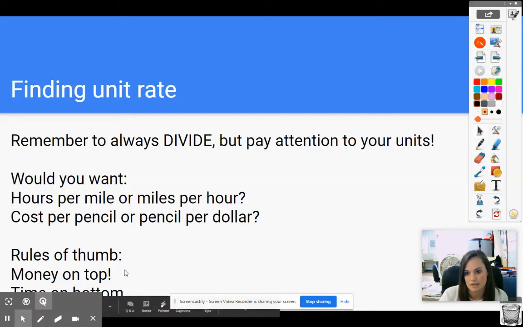Time is always independent. Nothing affects time. Time's going to go by regardless of what's happening. So that's always on bottom. Feet per second, miles per hour. Those time increments are always on bottom when you divide.